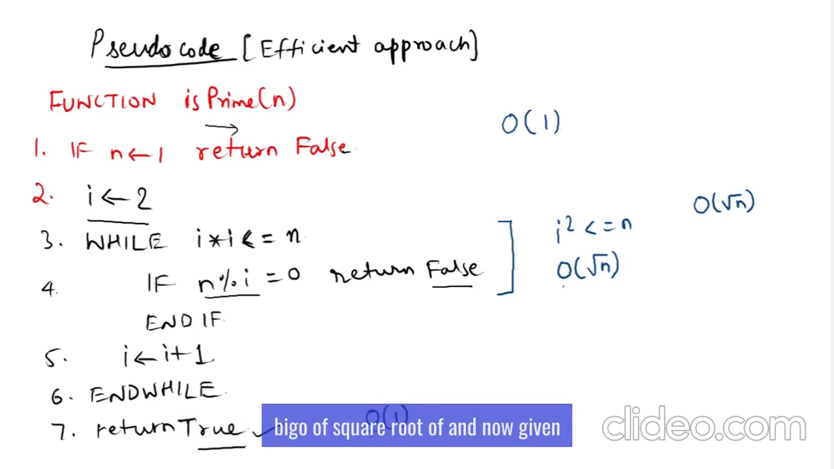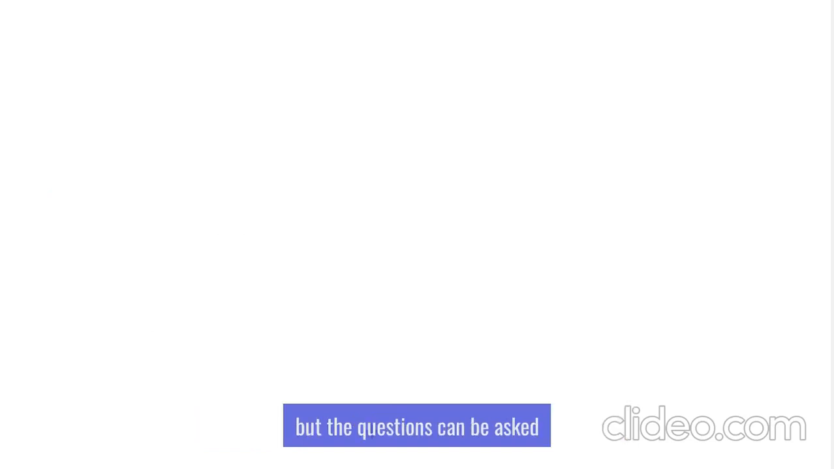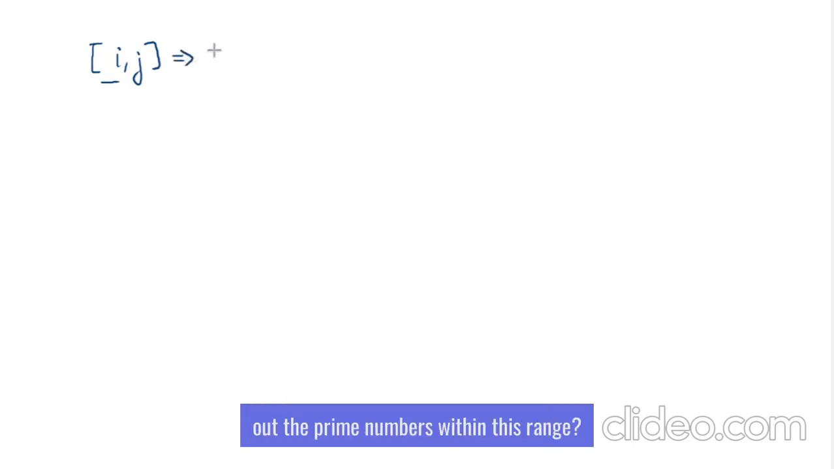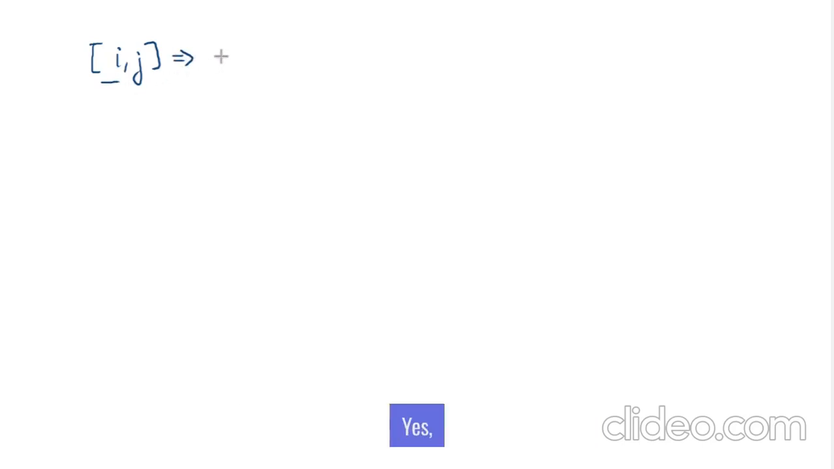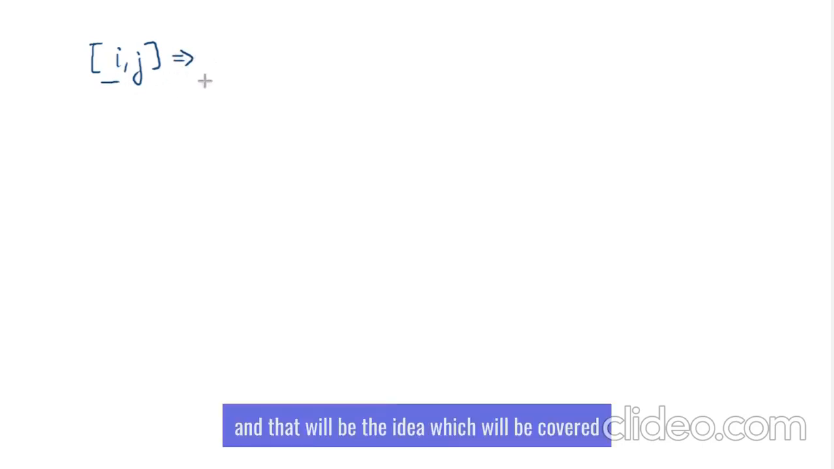Now, given that one has checked whether a number is prime or not, the questions can be asked in such a way that you have to figure out or list out the prime numbers within a range. So is there any way to figure out the prime numbers within this range? Yes, and that will be the idea which will be covered in the next lecture.